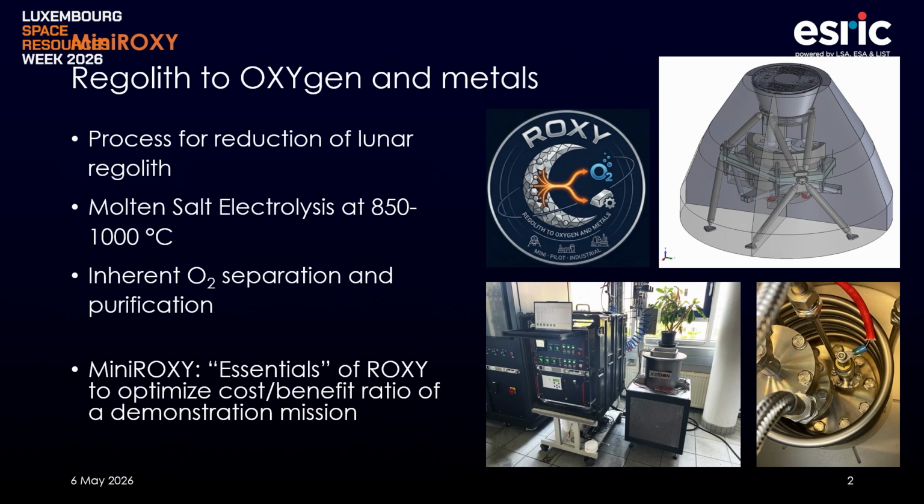On the right-hand side, you can see a few impressions from that. On the lower left, we have our terrestrial testing facility where we run tests with the system. On the right from that, there's a view of the modular electrolysis cell that we're using, which we are calling a cartridge. And on top, you've got a CAD model of a potential lunar demonstrator.